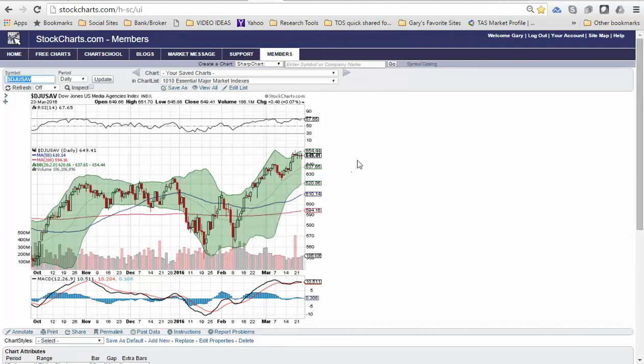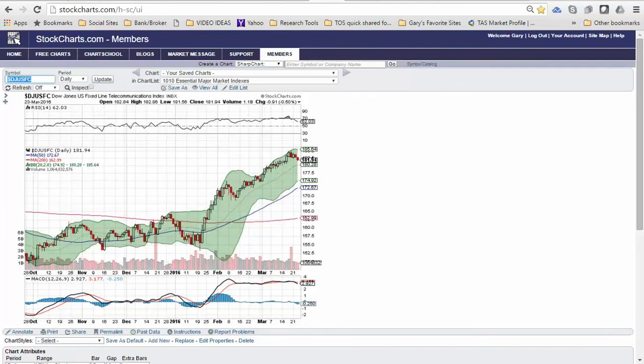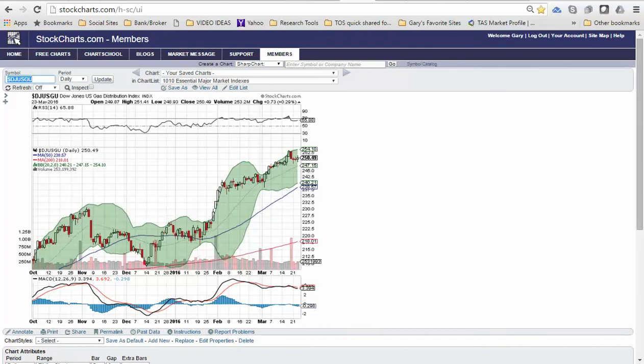Media agencies, ad companies. Here's definitely a negative divergence. That's clothing and accessories. Okay. This one here, yep, this is another fixed line telecommunications, like Frontier. Another negative, gas distribution. These are like natural gas distribution, because even nat gas has been building inventories and stuff.